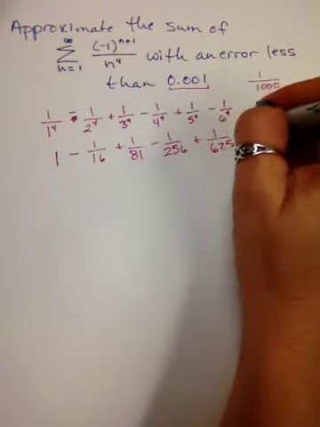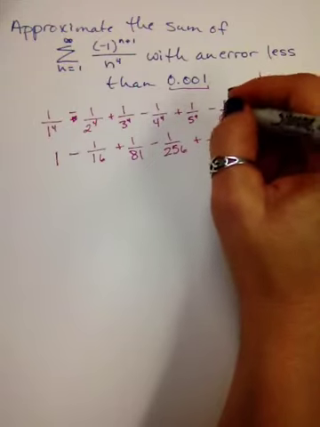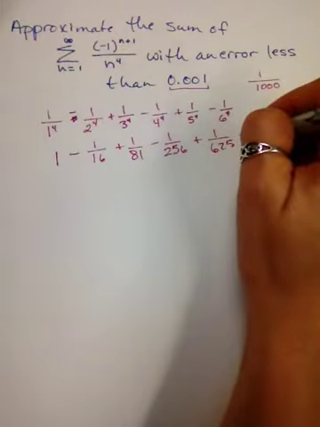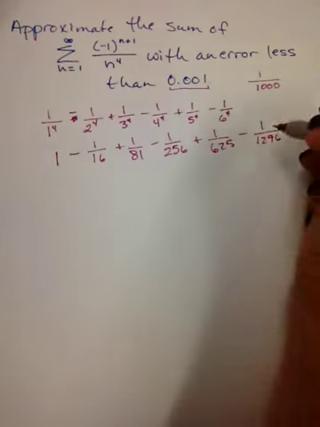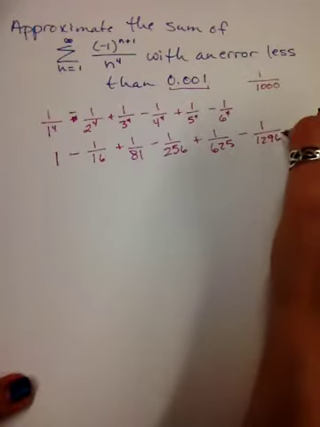I look at this, minus 1 over 6 to the fourth. 6 squared is 36, and then you square that, and that is actually 1,296, which is a fraction less than 1 over 1,000th. So what I need to do is stop one term below this, before this.